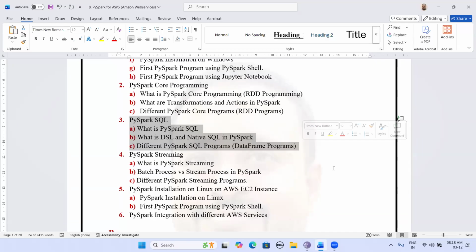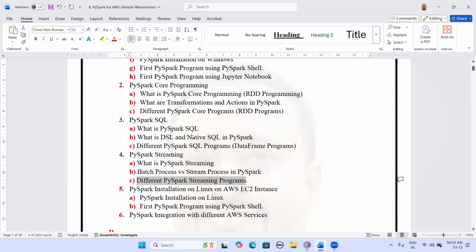Once we complete PySpark SQL, we are going to discuss PySpark streaming. If any data is continuously generated, we can read such kind of data using PySpark streaming. Along with that, we are going to implement live analytics using PySpark streaming. So we are going to understand what is PySpark streaming programming, what is batch process and stream process in PySpark. Then we are going to see different streaming implementation examples.